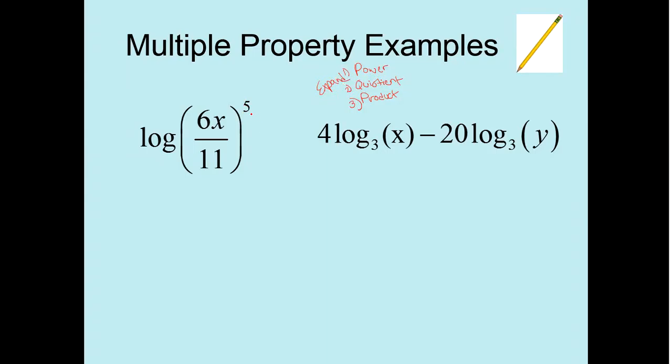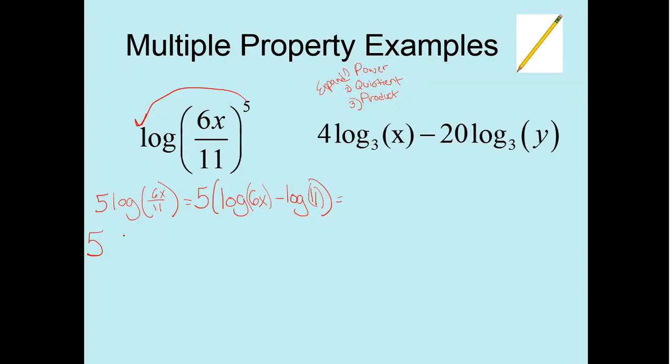So I'm going to first drop my power down. So this will become 5 log of 6x divided by 11. Now I'm going to use my quotient rule here. So remember, quotient meant we're going to subtract. So this will become log of 6x minus log of 11. Notice, guys, how I put the 5 there, just so we can make sure we keep track that 5 times all of this. Now I got multiplication here, so we need to expand that further.